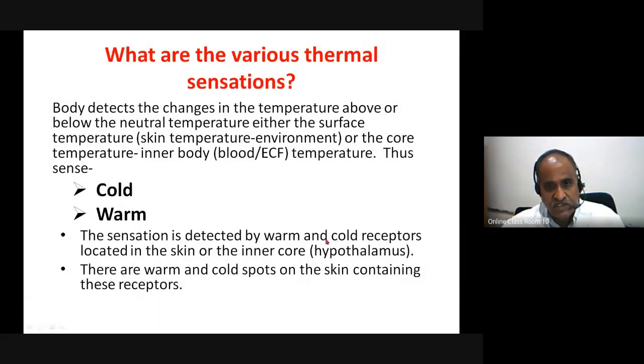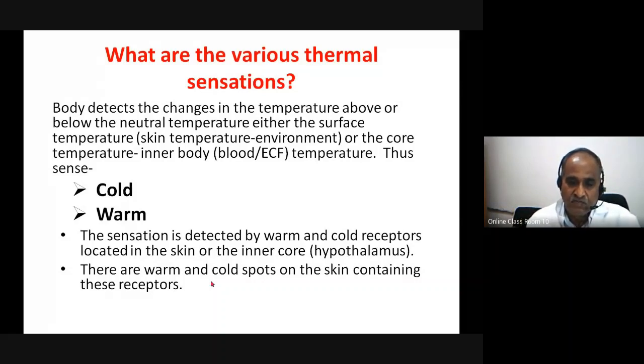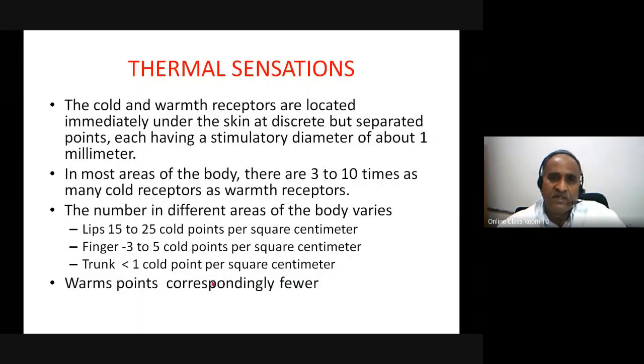These warm and cold receptors are present in spots, in a dense segregation. So these are warm spots and cold spots, which are present all over the body. The cold and warm receptors are located immediately underneath the skin at discrete but separated points, each having a stimulatory diameter of around 1 millimeter. In most areas of our body, there are more cold receptors than warm receptors. The numbers in different areas of the body are as below.